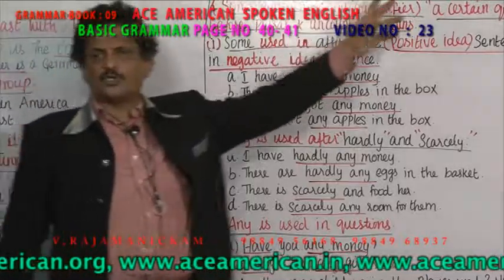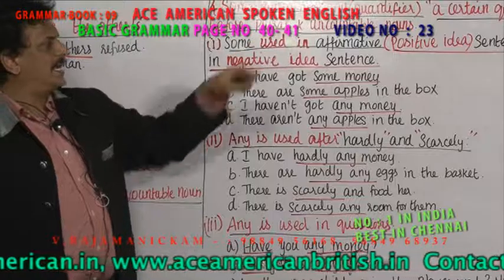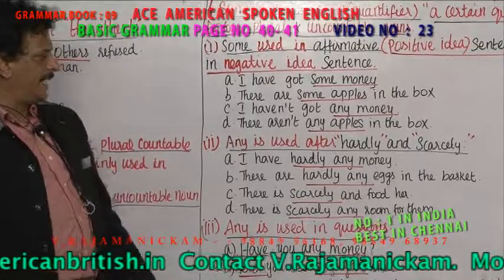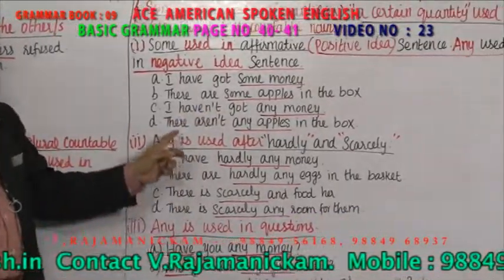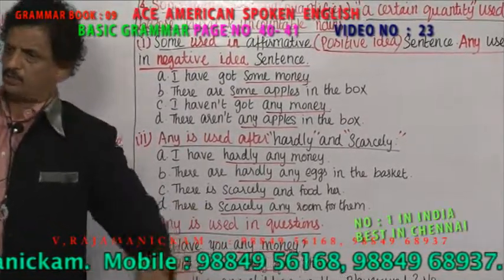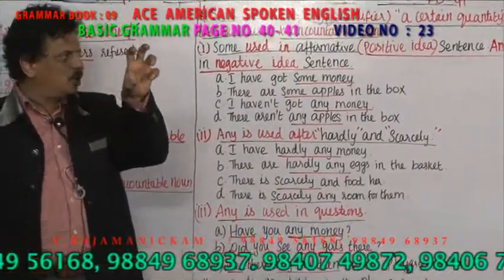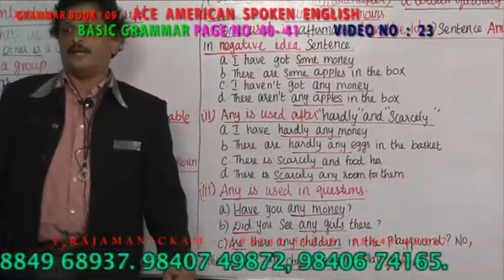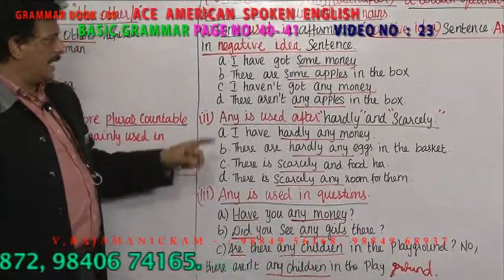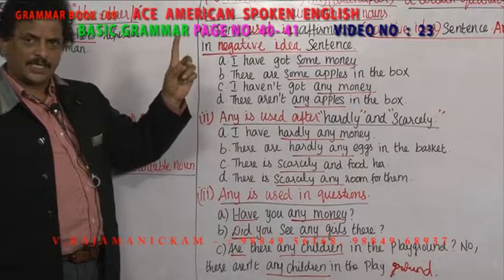So some and any mean what? A certain quantity. Before plural countable and uncountable nouns, both. Some and any. I haven't got any money. Money is countable or uncountable? Uncountable. So for both countable and uncountable you are using some and any. Some and any mean a certain amount of, a certain quantity. Some is used for positive, any is used for negative, right, sir? I haven't got any apples. So some and any can be used for both countable and uncountable nouns.